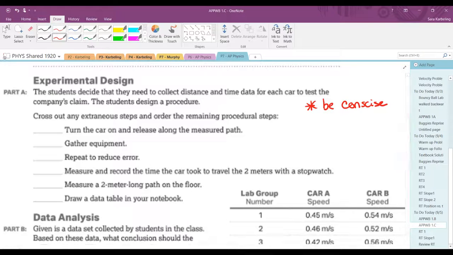Get to the point. Say it in as few words as possible. And that doesn't mean don't say any words, but it means choose your words carefully, right? Get to the point and do it, okay? In that vein, I want you to look at what it says. It says here, cross out any extraneous steps and order the remaining procedural steps, okay?